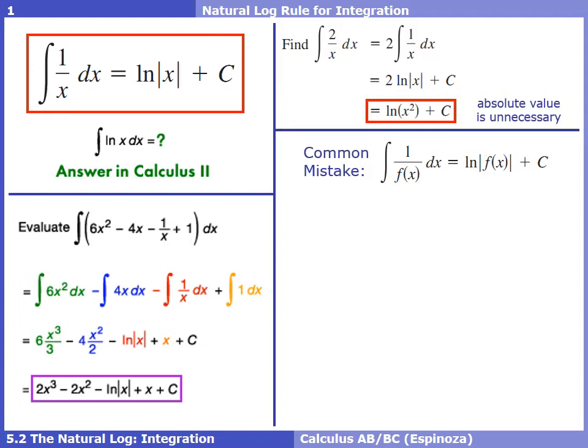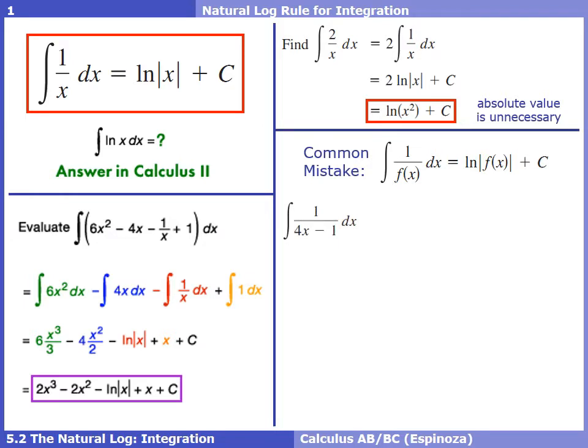and that is this. The integral of 1 over x dx is ln absolute value of x. That's not the mistake. The mistake is thinking that 1 over a function is equal to ln of that function. So be careful. That is absolutely not true. And to illustrate that, let's do this problem.